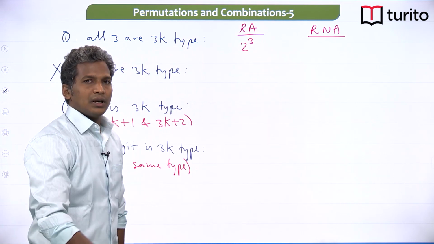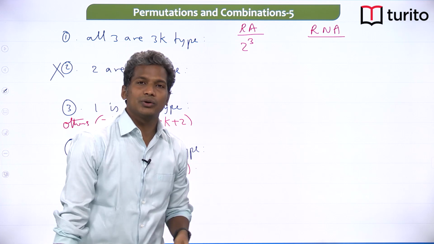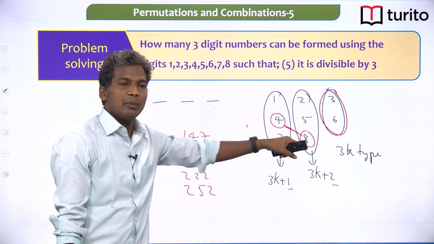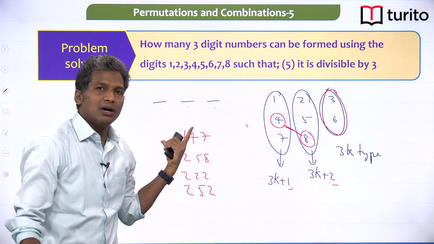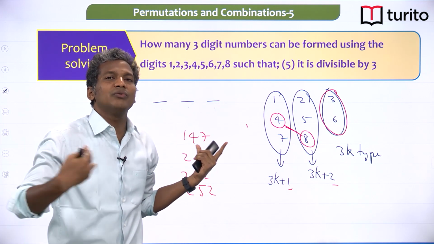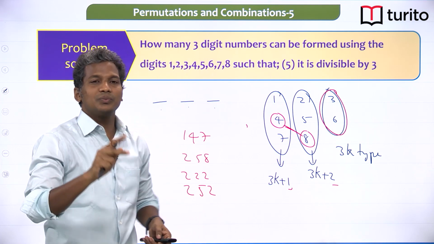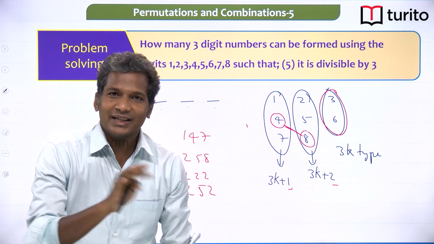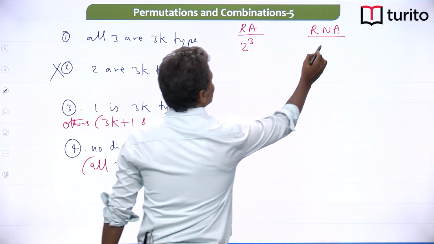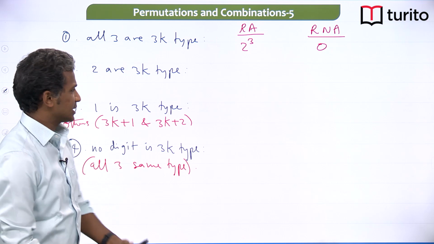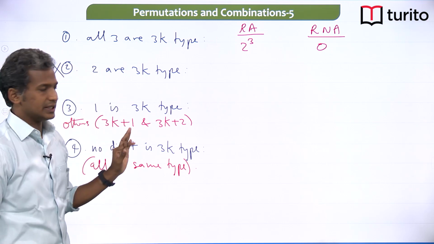Now when it comes to repetition not allowed, you have only 2 digits available, but there are 3 locations. If repetition is not allowed, there is no way that you can fill 2 digits in all 3 locations. So that means this must be 0. Now let us go to the next case. The second case is anyways rejected.